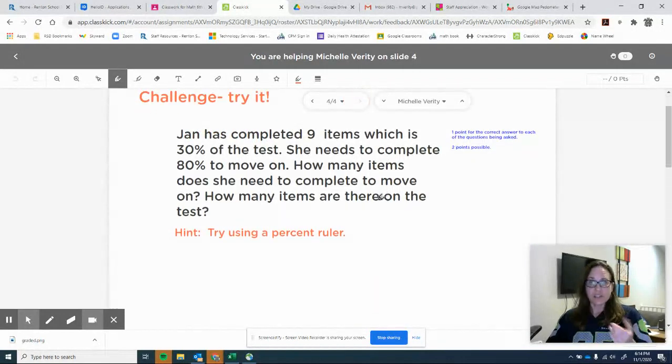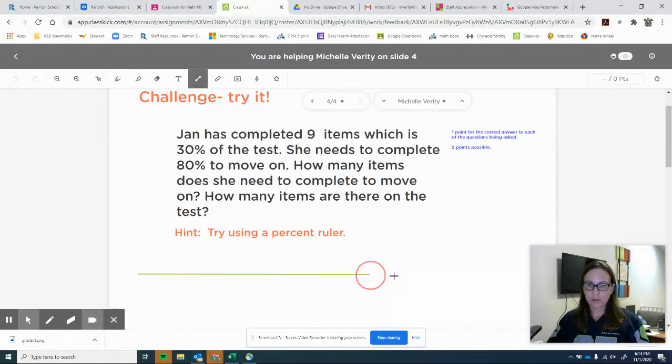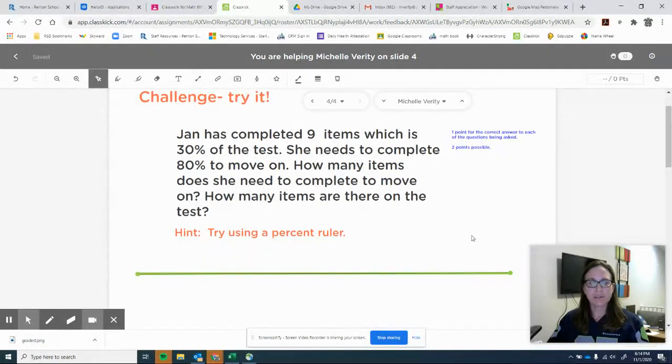This one is a challenge. There are several ways to attack this problem, but probably the most logical way for me personally is to use a percent ruler, which is a weird thing for me because I never grew up using a percent ruler. That's something I learned as a 6th grade math teacher. So with the percent ruler, let me go to my writing. You have 0% on one end, and you have 100% on the other end.